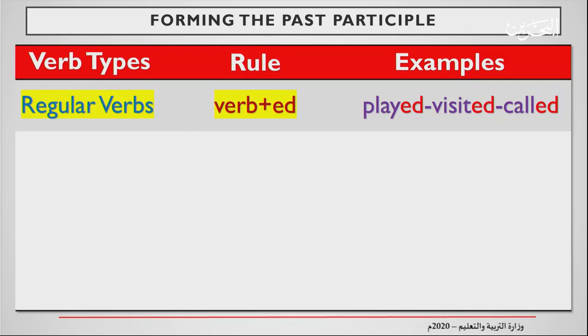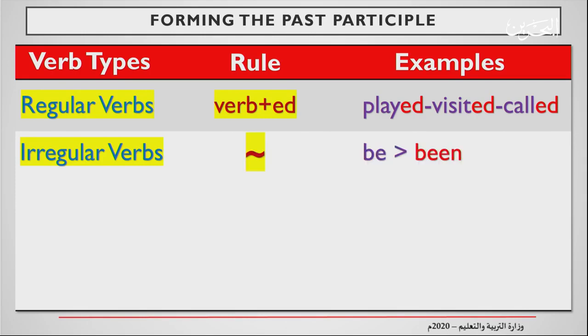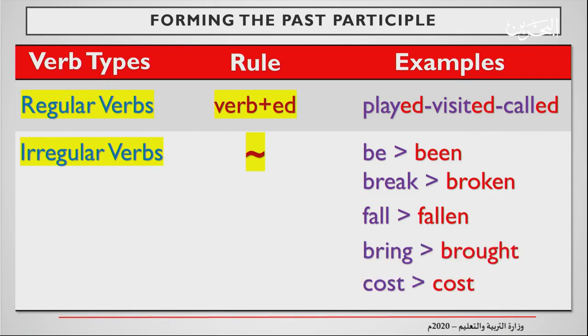The past participle. Visit becomes visited. Call becomes called. And you have another category, which is irregular verbs, where there is no rule to it. So you say be, the past participle of be is been. You see, the whole verb changes. Break, broken. Fall, fallen. Bring, brought. Cost stays the same.